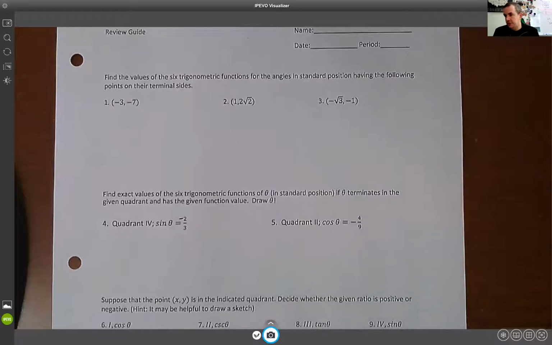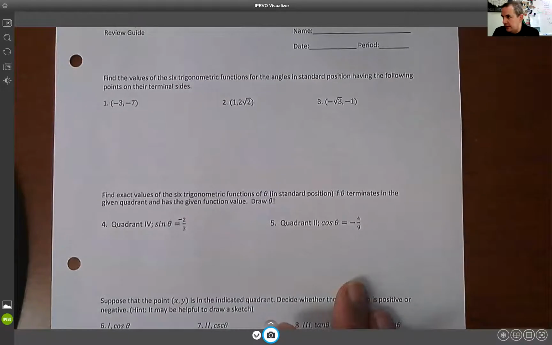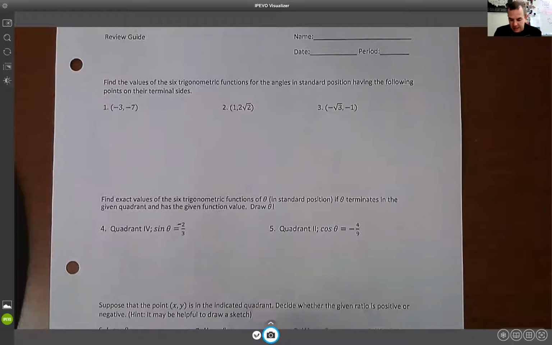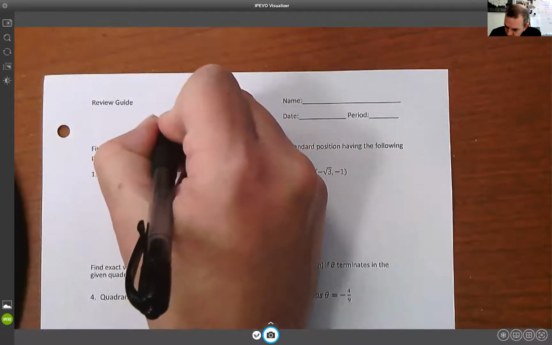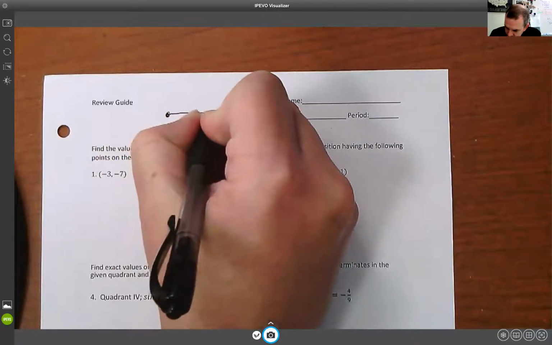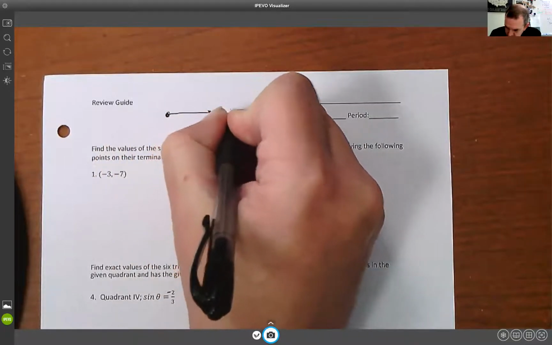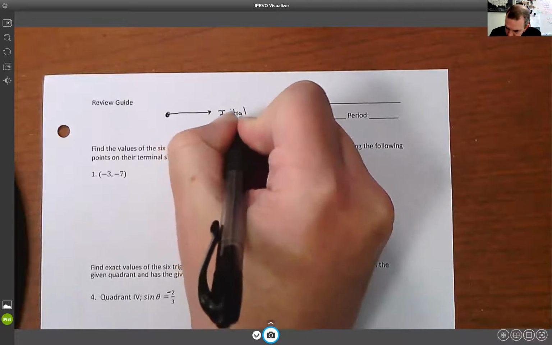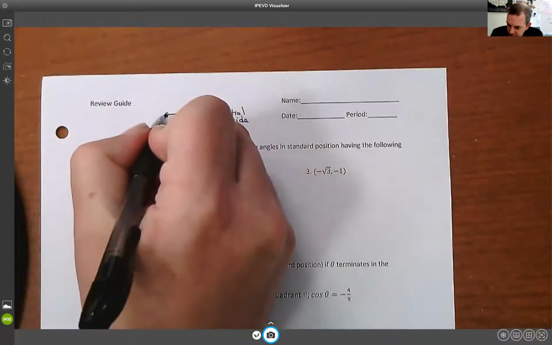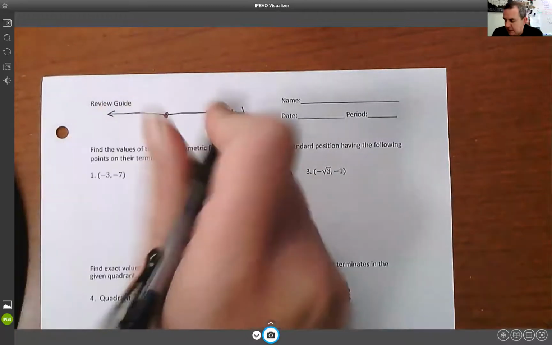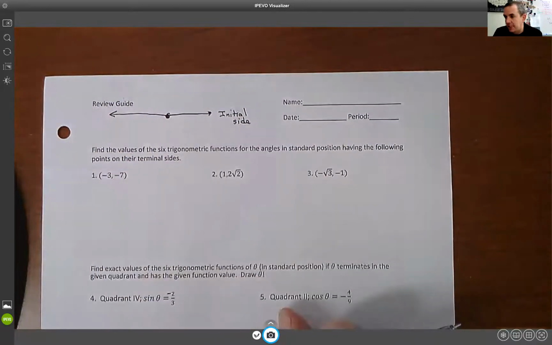Find the 6 values of the trigonometric functions, angles, and standard position. This is that X, Y, R thing. So again, just as a reminder, what we're dealing with is the initial side is always going to be the X-axis. And then what we're going to do is look and try and see it. So it could be the left half, or it could be the right half. So it depends upon where the point is.